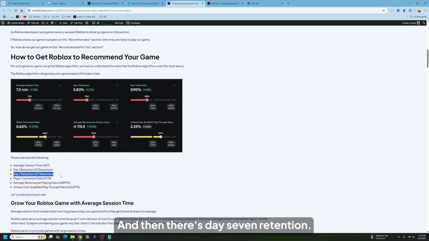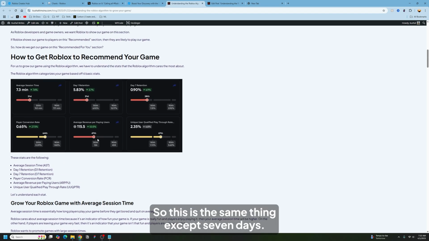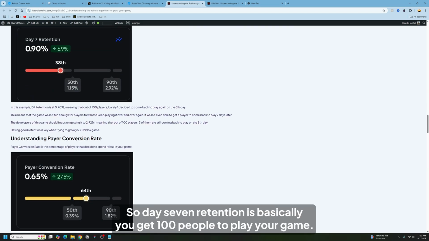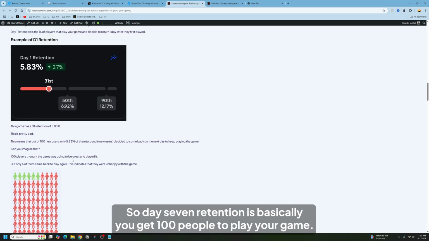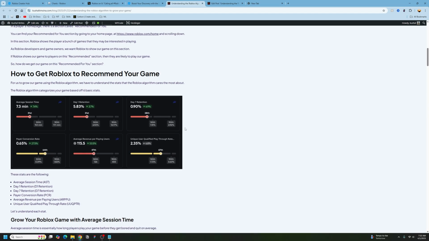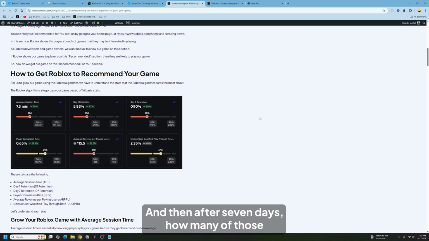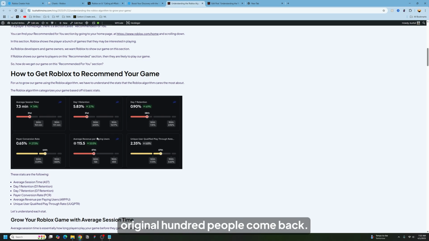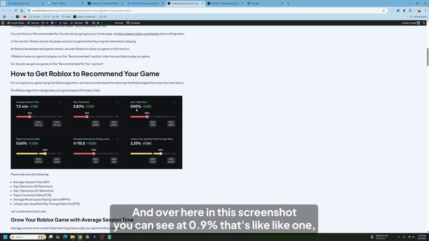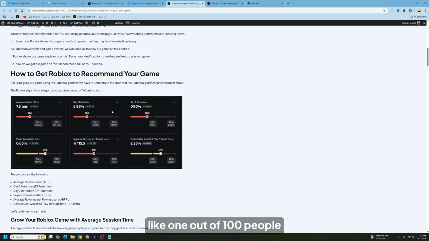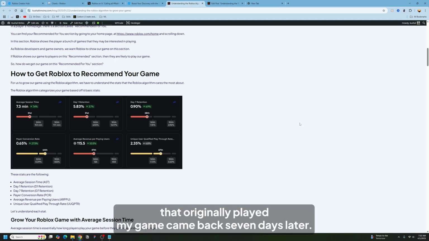And then there's day 7 retention. This is the same thing except 7 days. So day 7 retention is basically you get 100 people to play your game, and then after 7 days, how many of those original 100 people come back? And over here in this screenshot, you can see it's 0.9%. That's like one out of 100 people that originally played my game came back 7 days later.